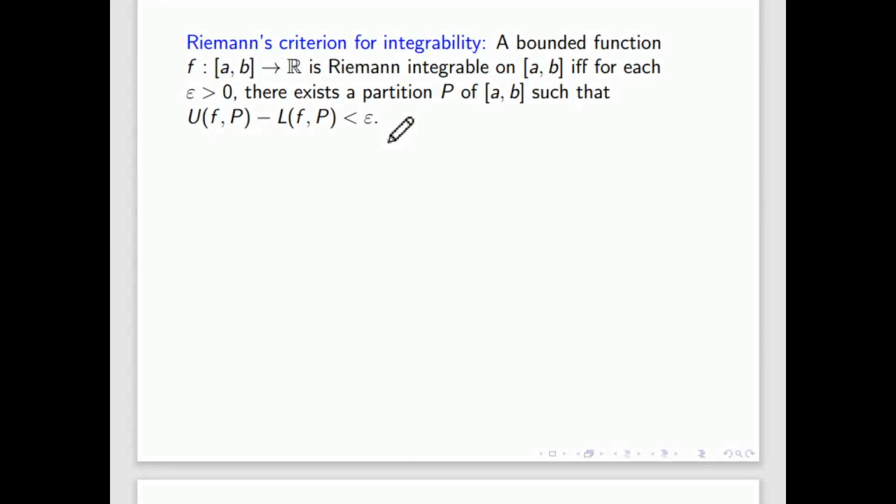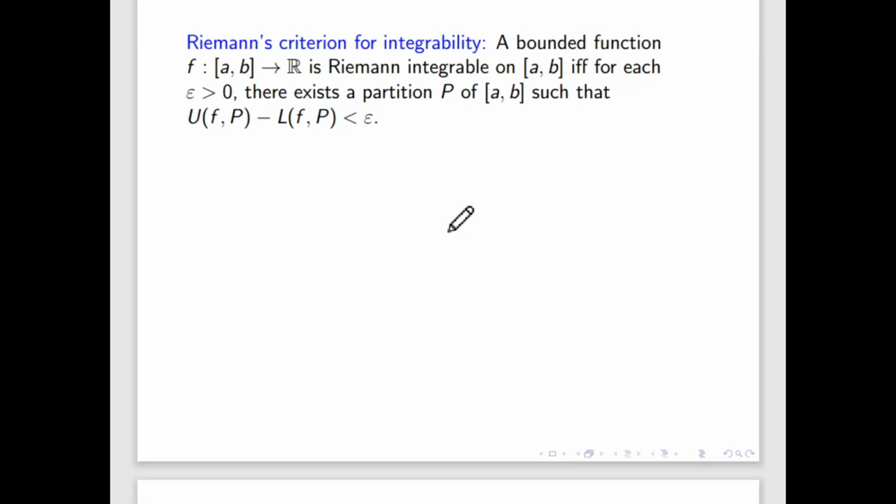Like in a sequence we have to find a natural number, and for continuity and limit we have to find a delta. So in this case, for every positive epsilon, we have to find a partition such that the difference is less than epsilon, and then we'll say that it is Riemann integrable. If we are not able to find a partition such that it is less than epsilon, we'll say that it is not Riemann integrable. Is it clear?